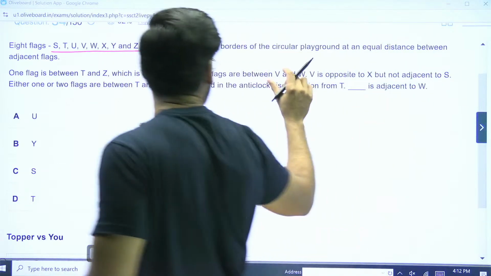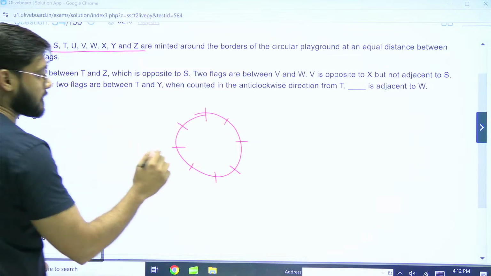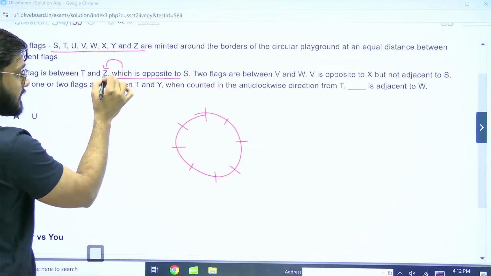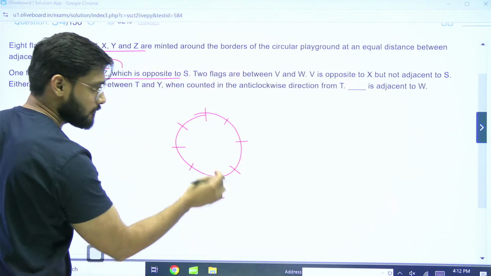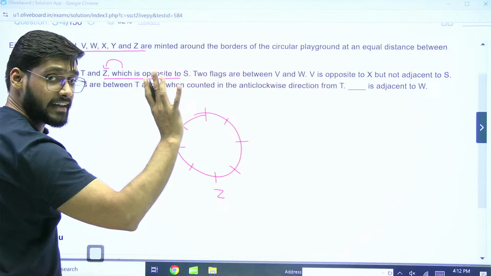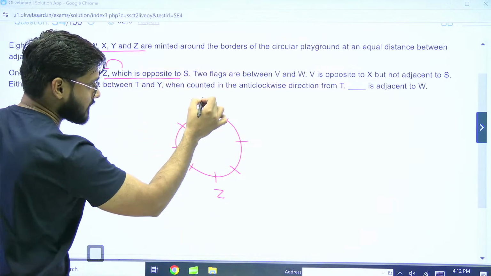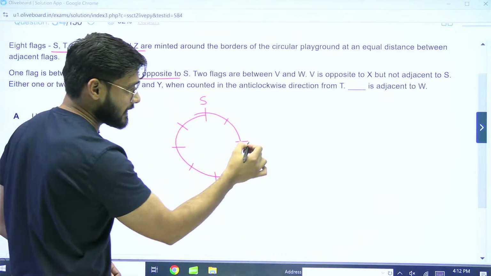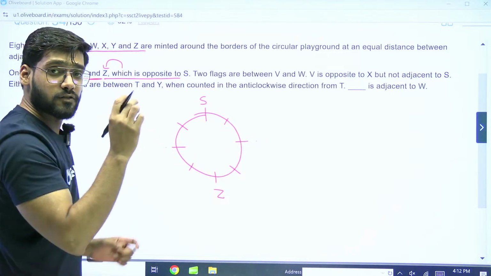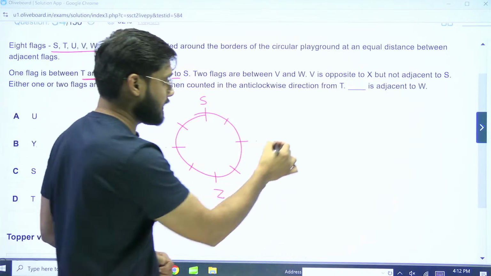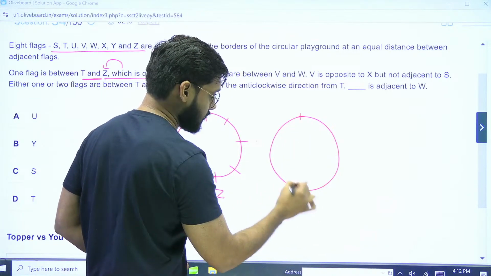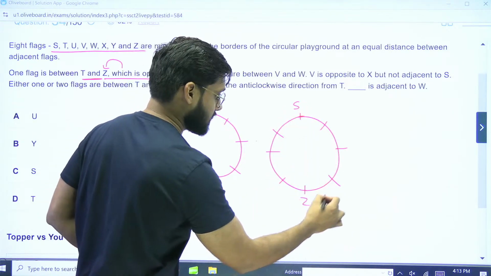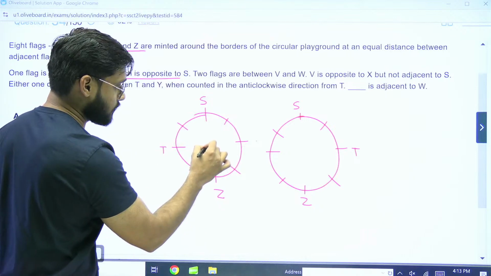Now, one flag is between T and Z. Z is opposite to S. Z is over here, and you can fix Z at any position. Z is opposite to S, so S will come over here. One flag is between T and Z, so T will come at the 2 positions, either over here or over here. In such cases, draw one more possibility in order to save time. 1, 2, 3, 4, 5, 6, 7, 8: S, Z, T and T. We are having 2 cases, case 1 and case 2.